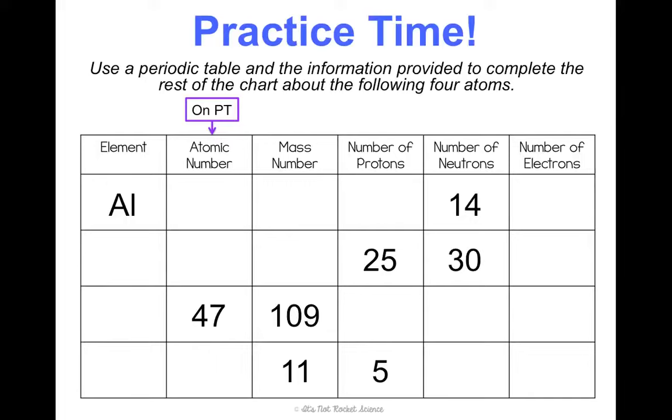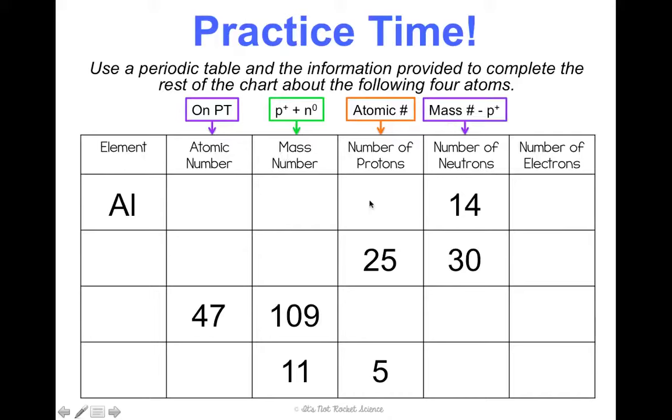The mass number, remember we just learned that is protons plus neutrons. So whenever you figure out protons and neutrons, then you'll be able to find our mass number. Protons is always the same as my atomic number. So those will always be the same. Now to find neutrons, I take the sum, protons plus neutrons, and I subtract the number of protons to get just neutrons. So these two numbers should add up to this number.